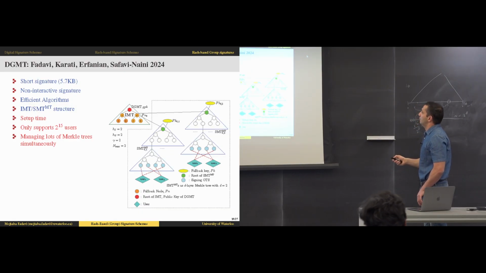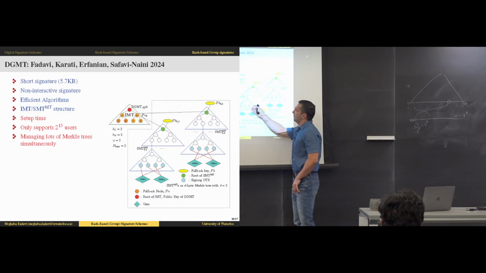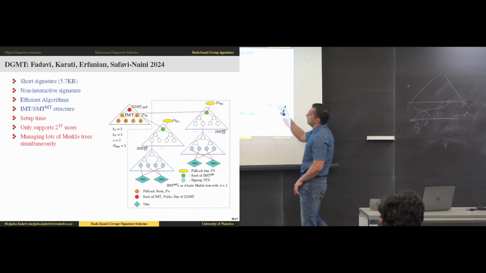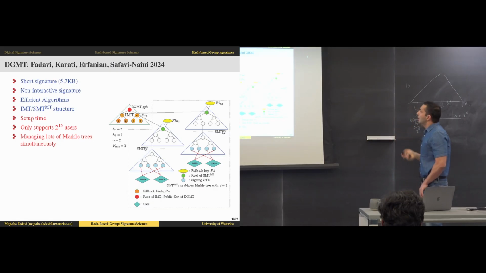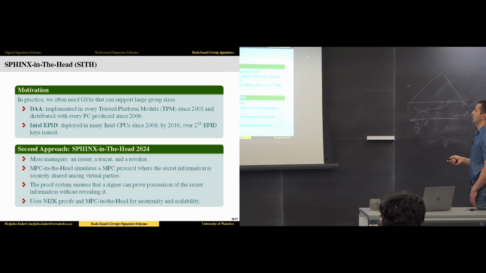So again, we have short signatures. We have non-interactive verification. Our algorithms are efficient, but we have a problem of setup time. We also cannot support more than 2 to the power 15 users. And another problem with this scheme is that the manager has to manage many SMTs at the same time. It is not acceptable again. So it prompted us to look for another solution based on Sphinx.